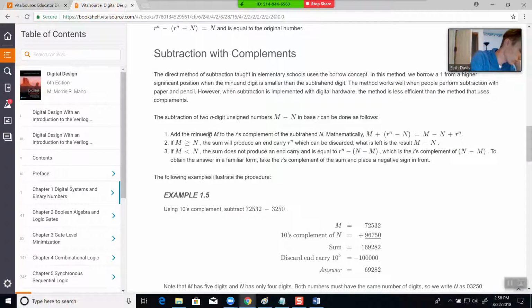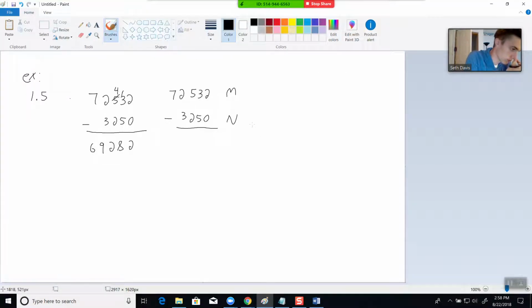Now this says to be done as follows: add the minuend M to the R's complement of the subtrahend N, assuming I'm saying that right. Mathematically it is equal to that. What that's saying is we want to leave M as is, so that's 72,532. And then we want to find the tens complement of N.